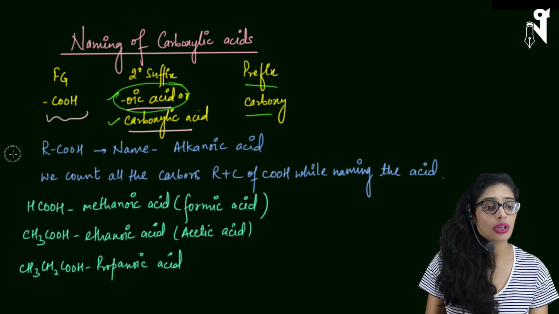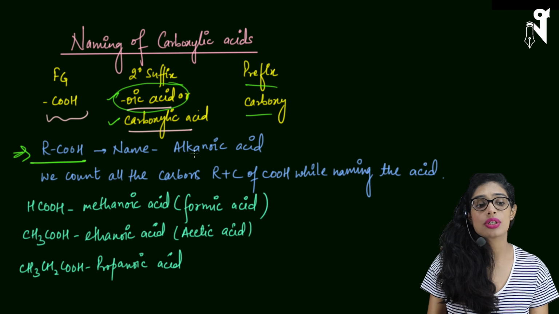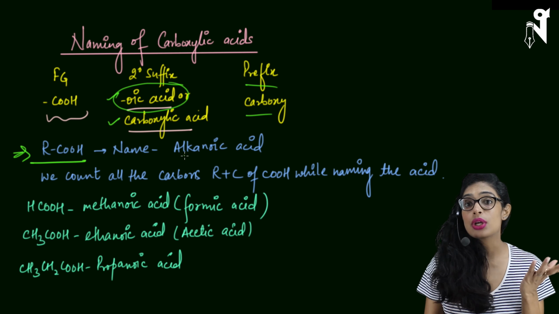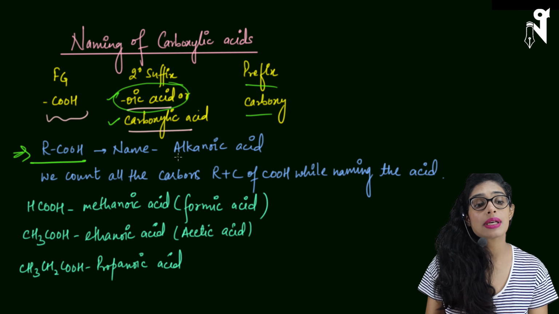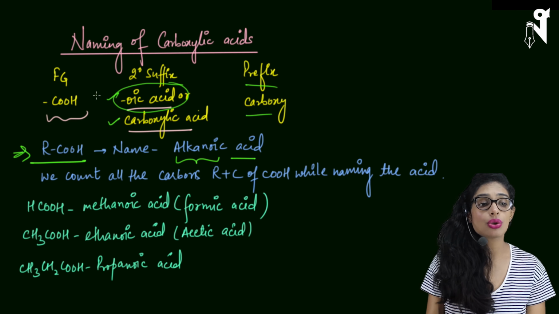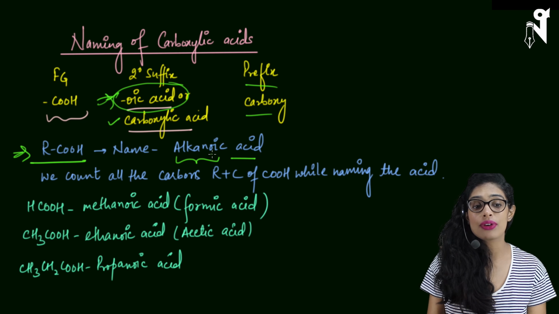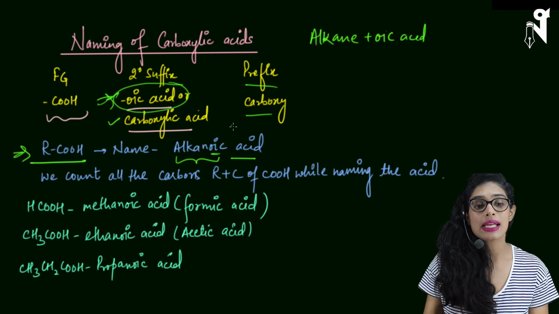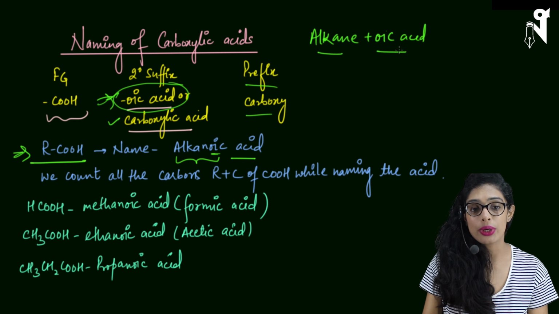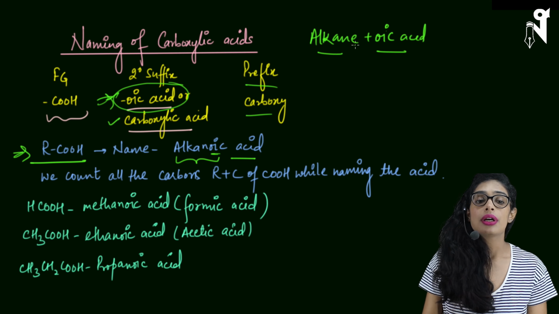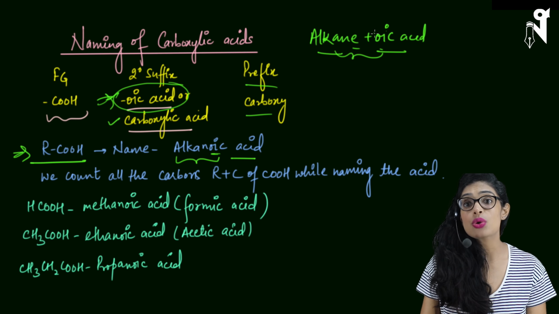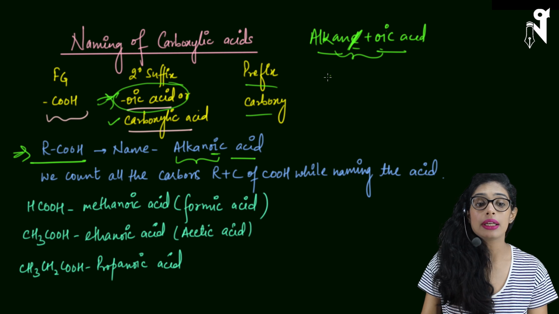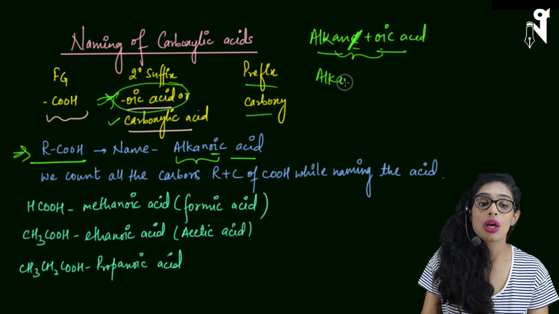So this is our general formula RCOOH, which is the general formula of carboxylic acid. And how will we name the carboxylic acid? In general, it is named as alkanoic acid. As I mentioned, oic acid is a secondary suffix, so that's how we are using it. So we are writing it as alkane plus oic acid. Here, when I combine these two names, E and O are coming together, both vowels. So I have to remove E from alkane, and I will be writing alkanoic acid.